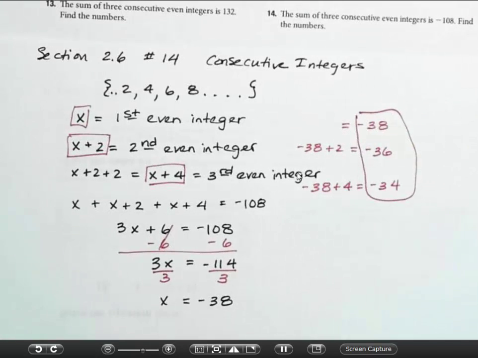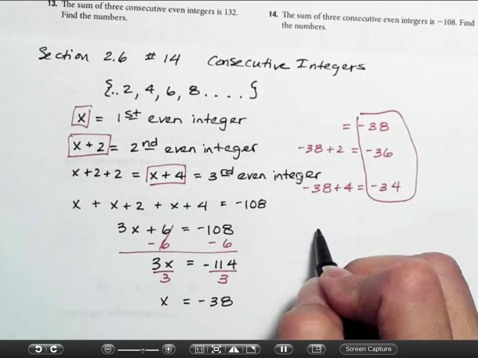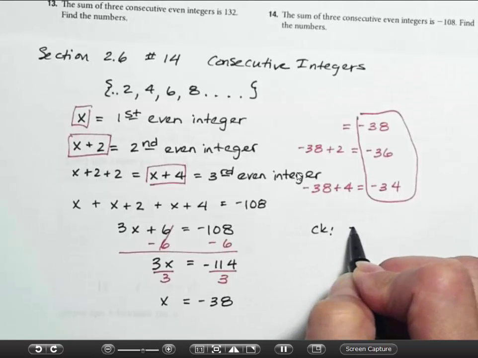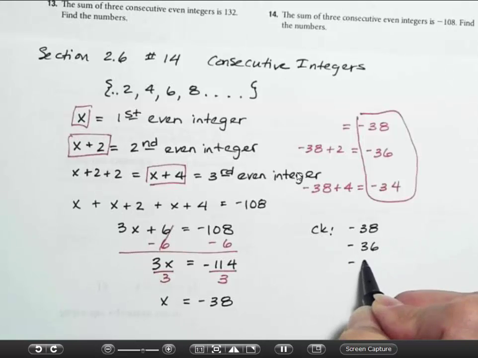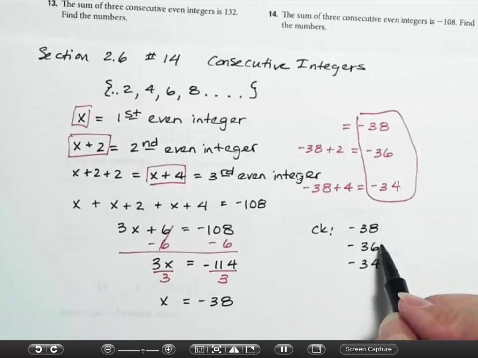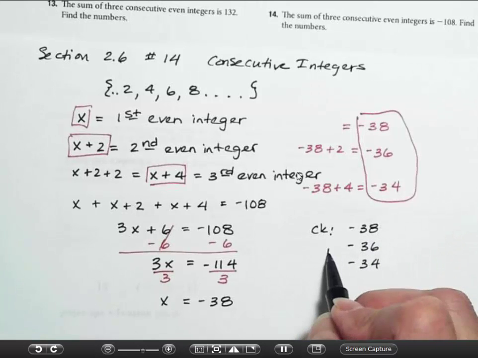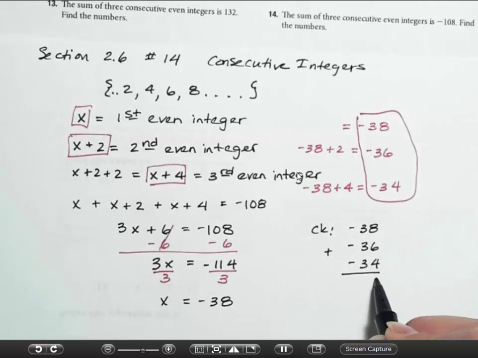And then I'm going to want to check to make sure that this adds up to what I think it should add up to. So I'm going to take negative 38, negative 36, negative 34. I think you can agree that these are all consecutive. I'm going to add them all up. And do they add up to negative 108? Yes, they do. It checks. You are done.